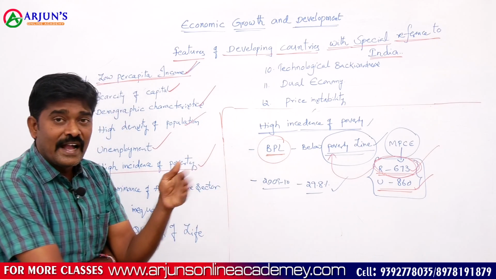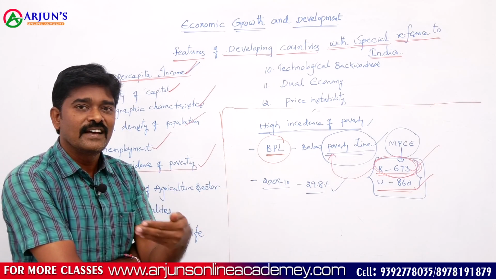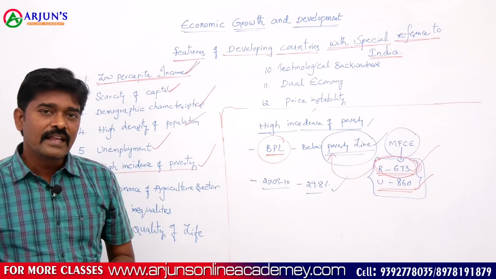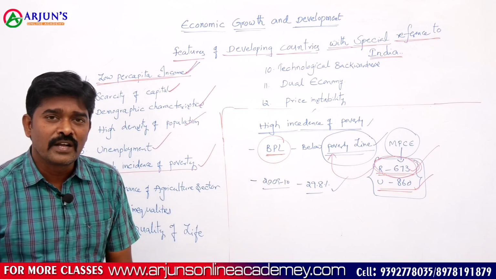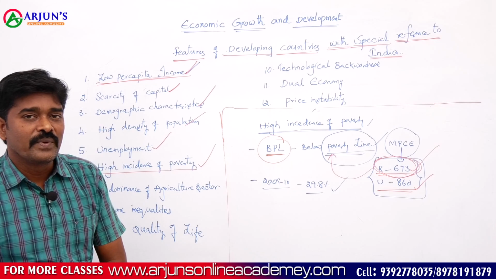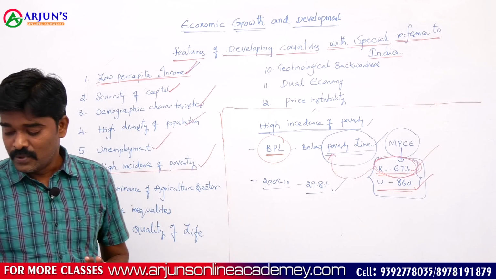So that means a high rate of poverty, high incidence of poverty, is also another important characteristic feature of a developing country like India. When compared to the developed countries, the poverty ratio is very high in developing countries. The poverty ratio is very low in developed countries.